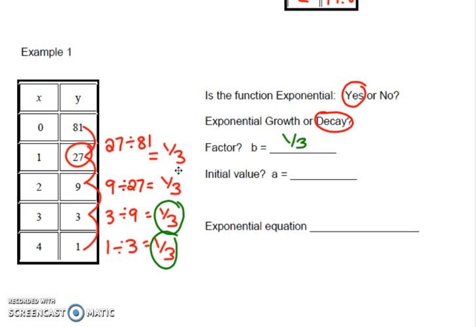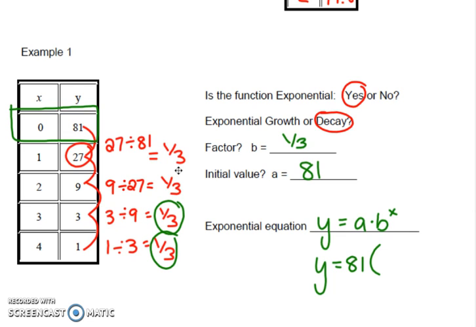To find your initial value, that's going to be when x is 0 in a table. So my initial value was at 81. Okay. So now that you have your initial value and you have your growth factor, you can write your exponential equation. So remember the generic formula is a times b to the x. So in this case, I'd start with y equals 81. You can put times or parentheses. I'll do 1/3 because that's your growth factor and raise it to the x.